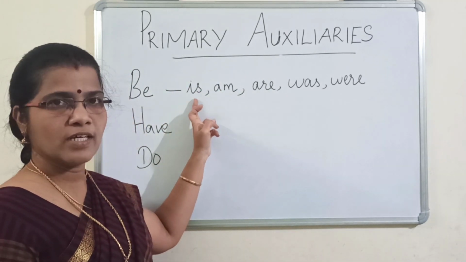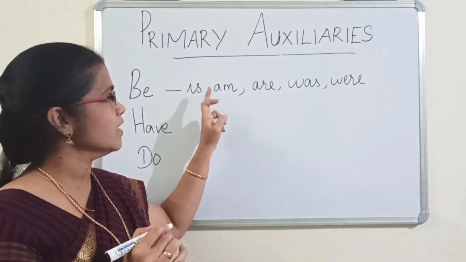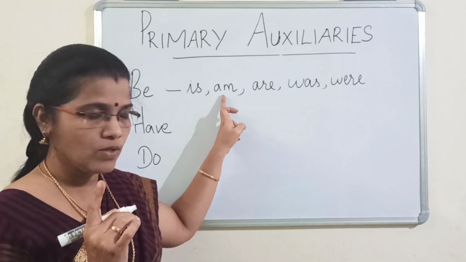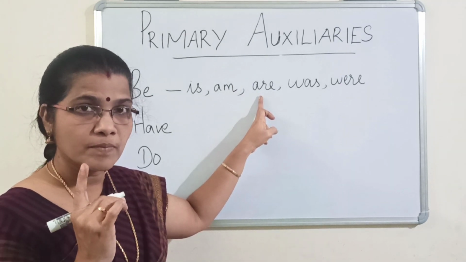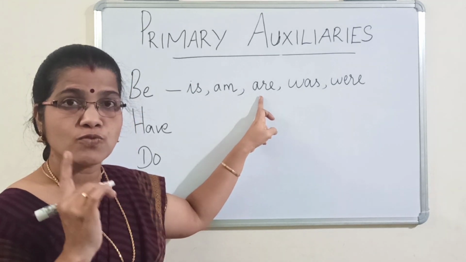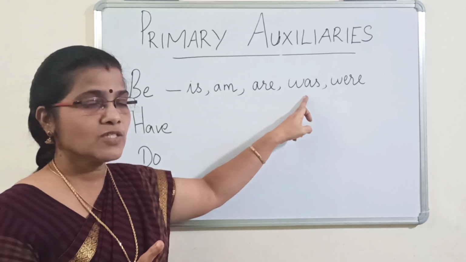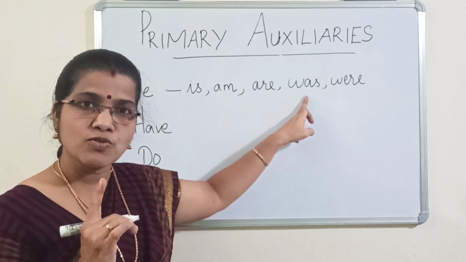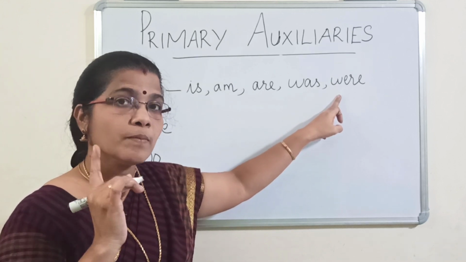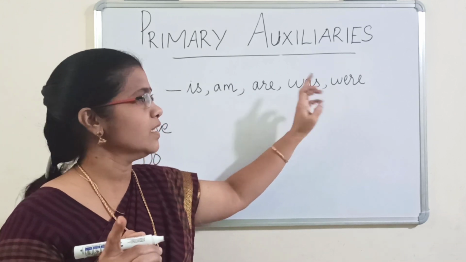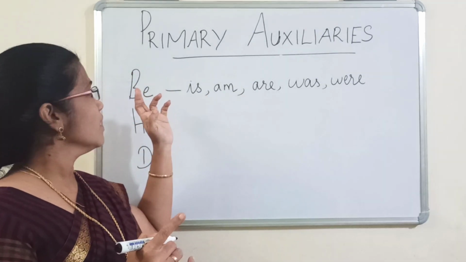Is is for present tense singular. Am we use only with I, you know that. Are is used with plural. It is for present tense again. The next one is was, which is used for singular past tense. And were is used for past tense plural form. So these are the different forms of be.